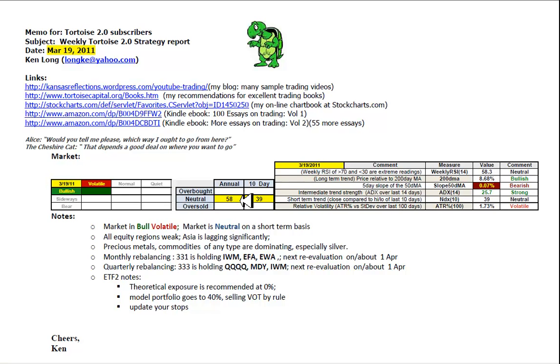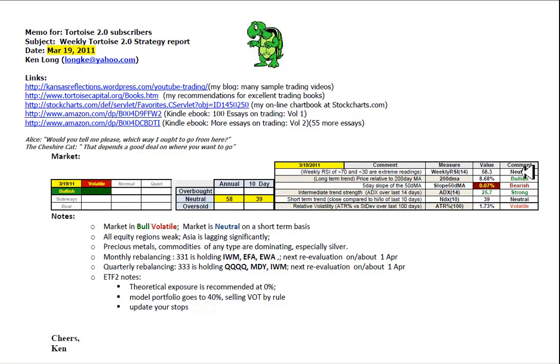The market's in bullish volatile conditions. On an annual basis, it's come back to just above the midpoint on a weekly RSI. On a 10-day basis, it's at the 39-yard line, so on the low end of neutral. The 200-day moving average stretch percentage is down to 8.68%, which puts it into the white zone. It's still bullish, but not as exceptional as it has been in the last 6 months.